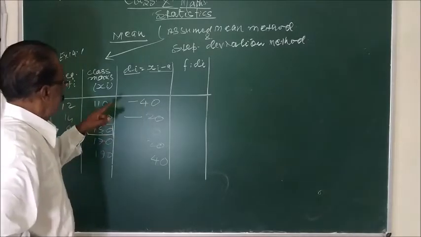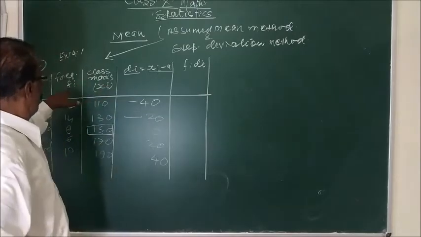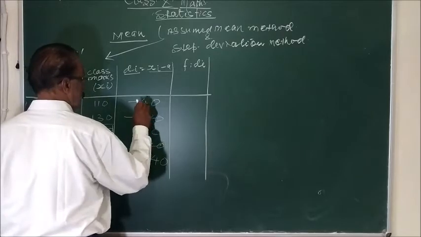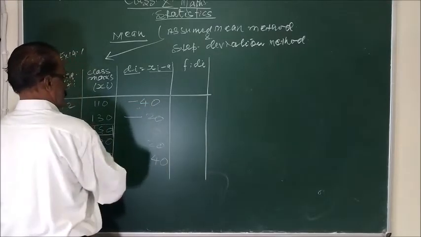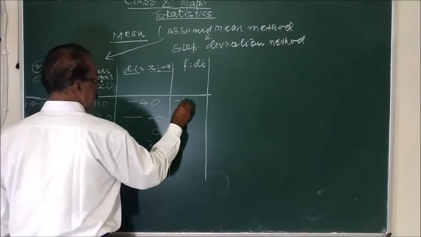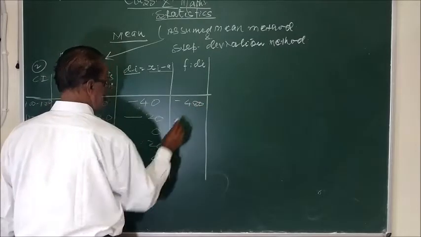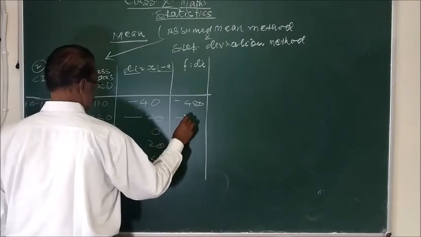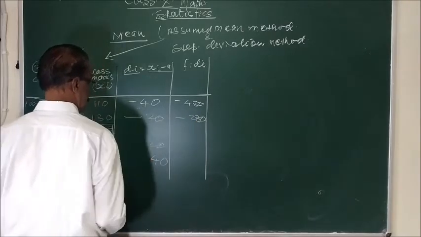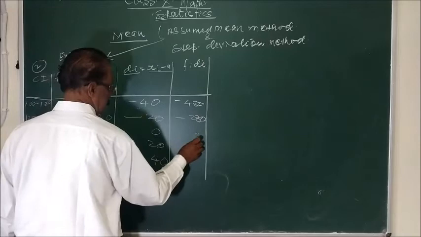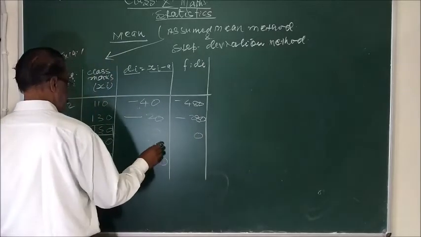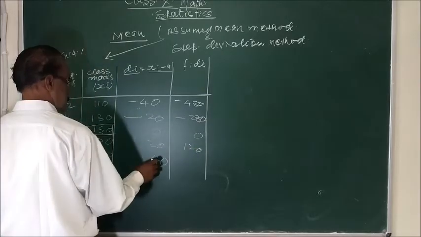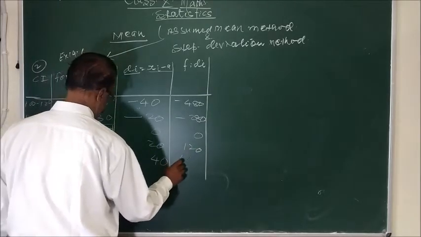Now you find the product of the frequency fi and di. 12 into minus 40, minus 480. 14 into minus 20, this will be minus 280. And 0 means this will be 0. And 20 into 6, 120. And this will be 40 into 10, 400.